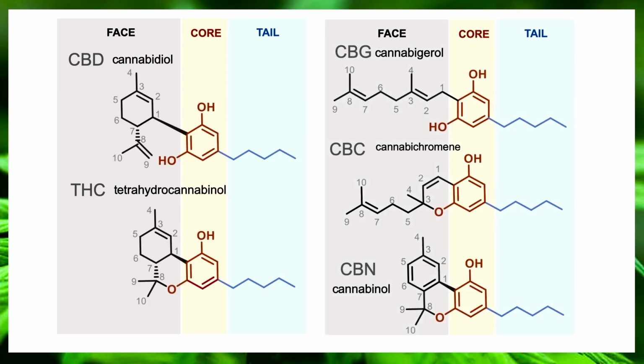Three additional pretty predominant chemical scaffolds in the space are CBG, CBC, and CBN. And as you can see in these, the core is also the same. The tail is also the same. The only thing that changes is the face. And in all cases, the face has the same kind of architecture with 10 carbon atoms.